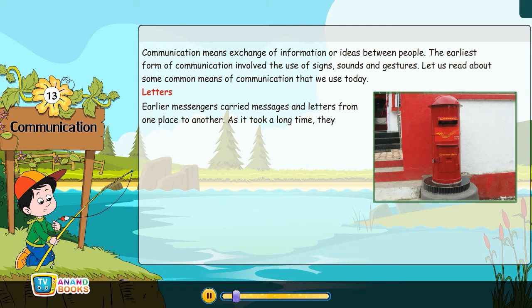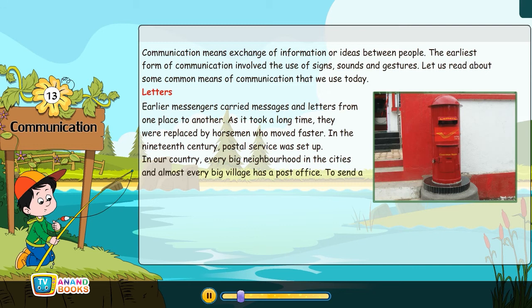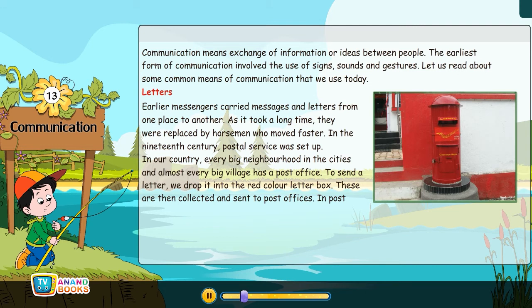As it took a long time, they were replaced by horsemen who moved faster. In the 19th century, postal service was set up. In our country, every big neighborhood in the cities and almost every big village has a post office. To send a letter, we drop it into the red color letterbox. These are then collected and sent to post offices.